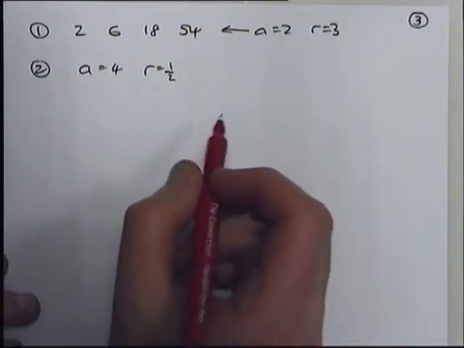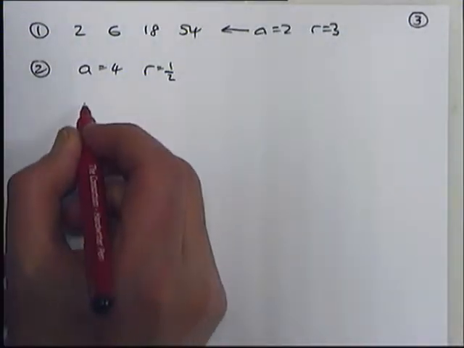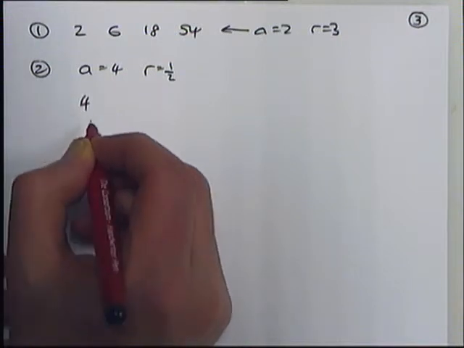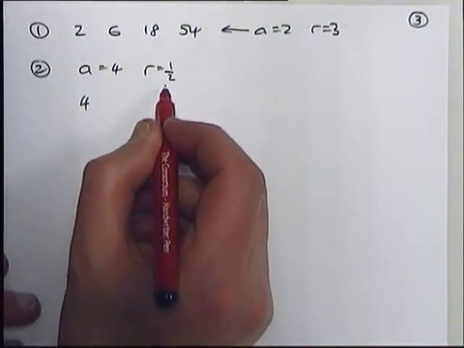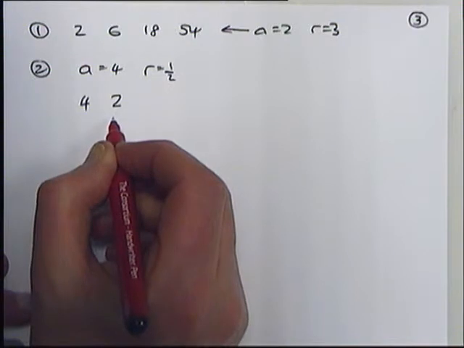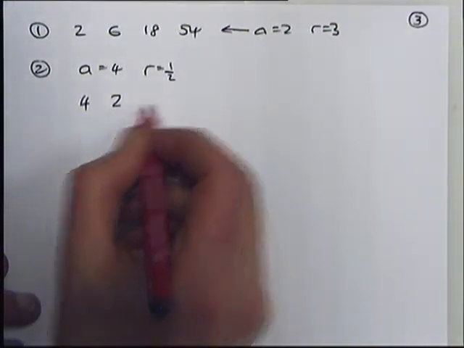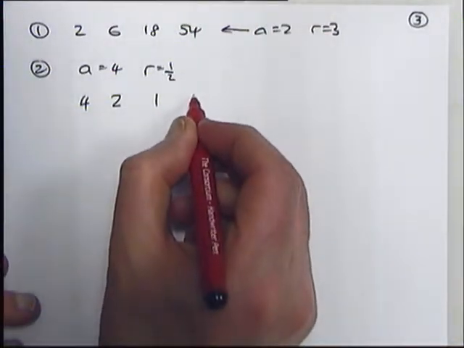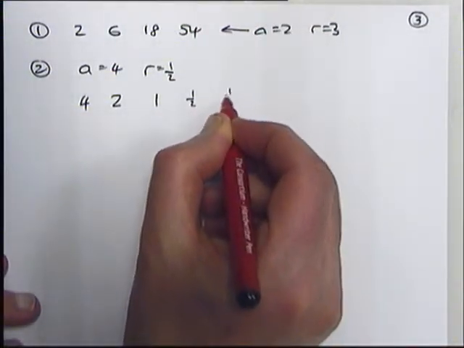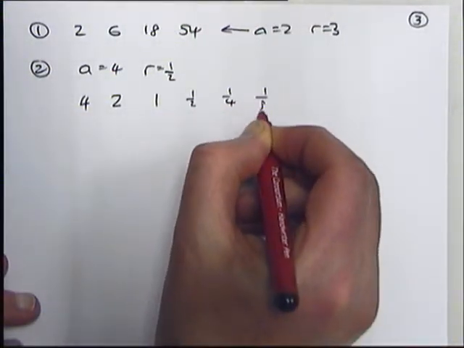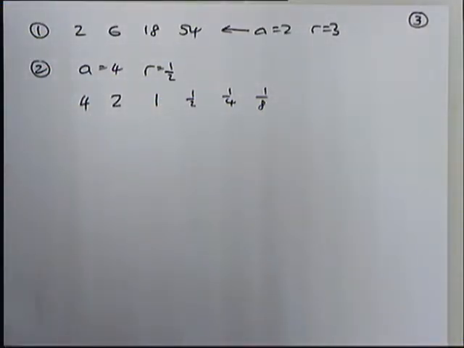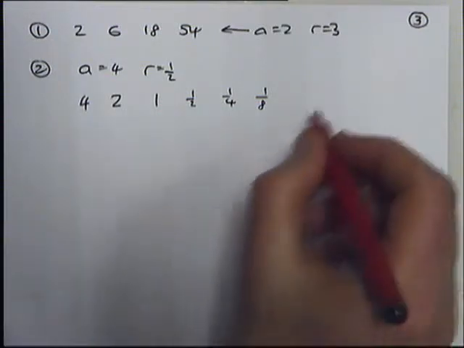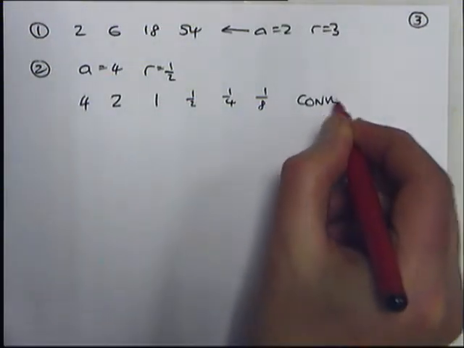We didn't bother working out what the numbers were, but I'm going to do that for a minute. First term was 4. The next one will be 4 times a half, which is 2. The next one will be 2 times a half, which is 1. The next term will be 1 times a half, then a half times a half, and so on. And the numbers we get are getting smaller and smaller. Where the numbers are getting smaller and smaller, we call that a converging series.